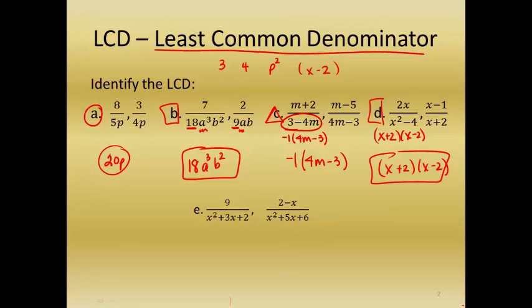In example E, our last example here, I must factor both denominators. So this factors to x plus 2 and x plus 1. The last one factors to x plus 2 and x plus 3. So I will have to represent the x plus 2 that shows in both. I will have to represent the x plus 1 and the x plus 3. So my least common denominator has all three of these. I do not have to duplicate the x plus 2, because if I'm just talking about representing everything, I've done that.